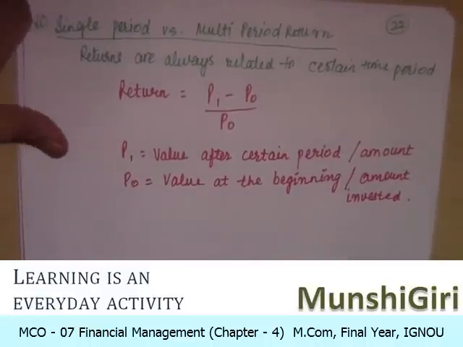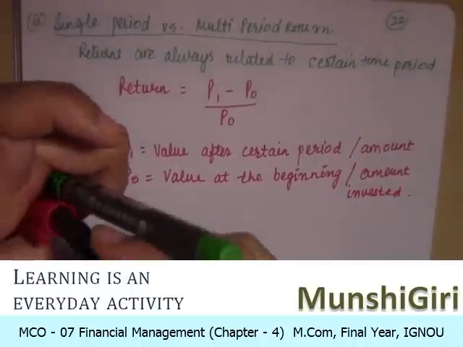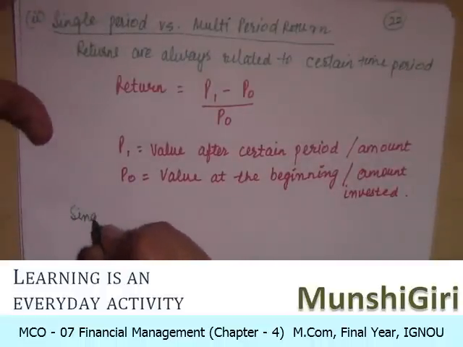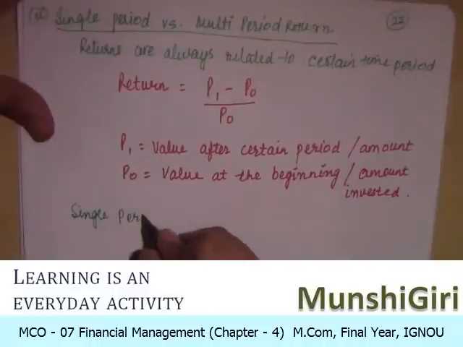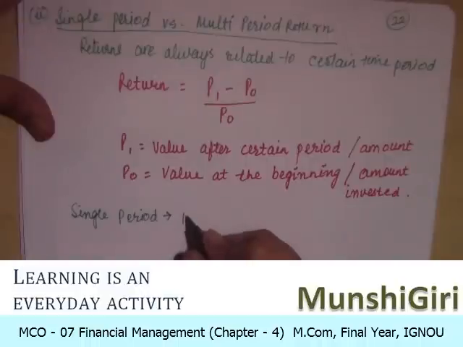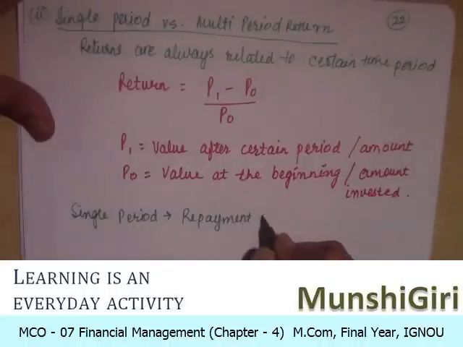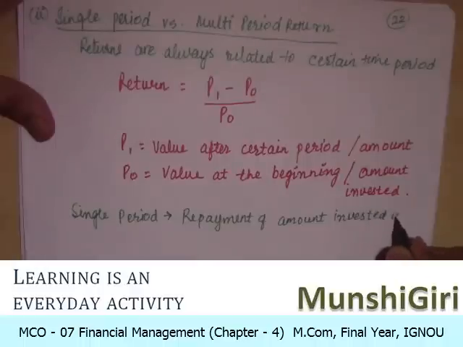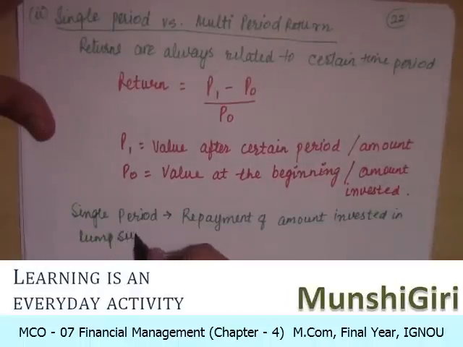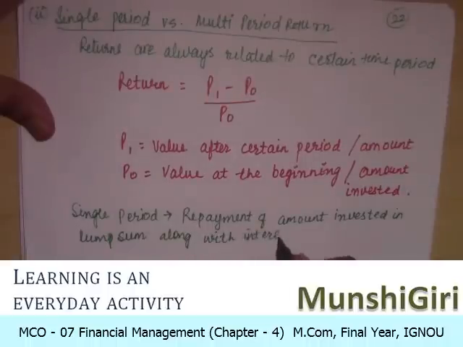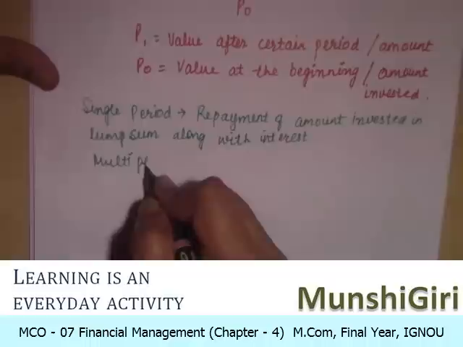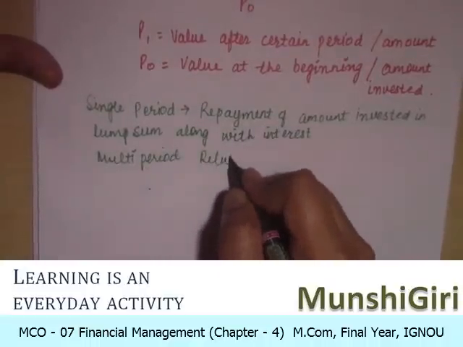Now single period return is repayment of amount invested in lump sum along with interest, whereas multi-period return is recurring return.